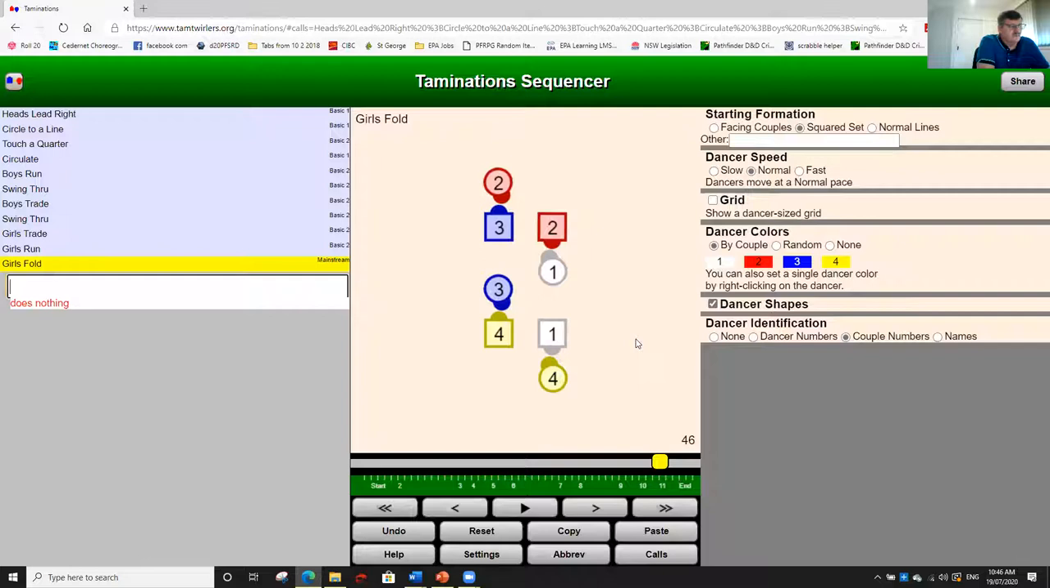So on my sheet, what I would write would be corner box offset, something like that. I can put in a partner line module anywhere I want. I can change that after the circle line, the touch a quarter, circulate, boys run, to a left touch a quarter, circulate, girls run, and achieve the same thing and then just finish it. I can put in a corner box to corner box module, right and left through, veer left, Ferris wheel, centers pass through, and go right into the swing through boys trade, swing through girls trade. I can mix and match all sorts of different things there.